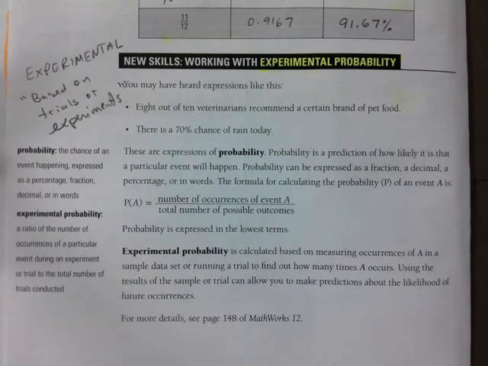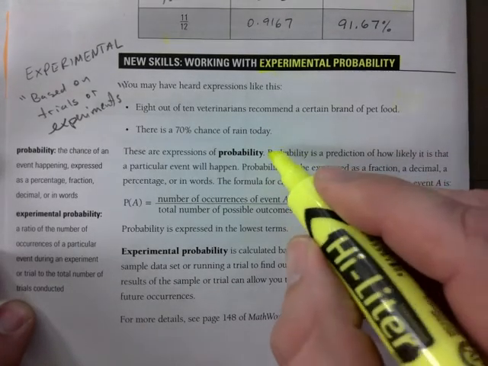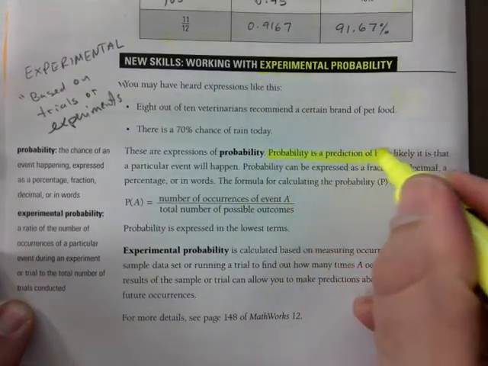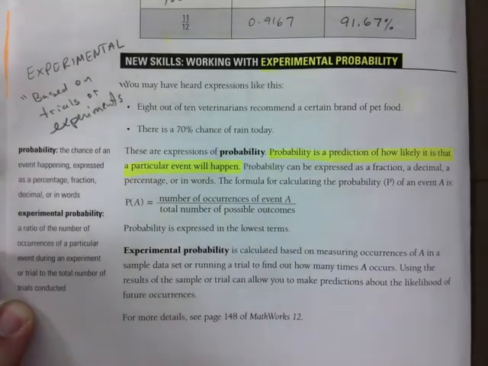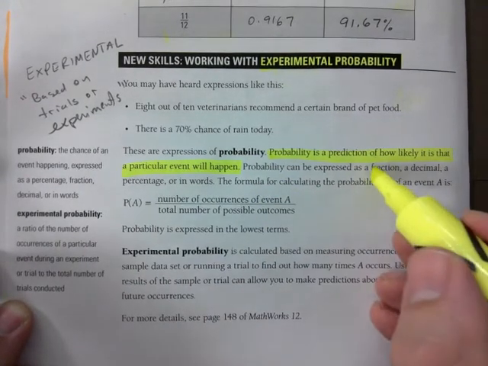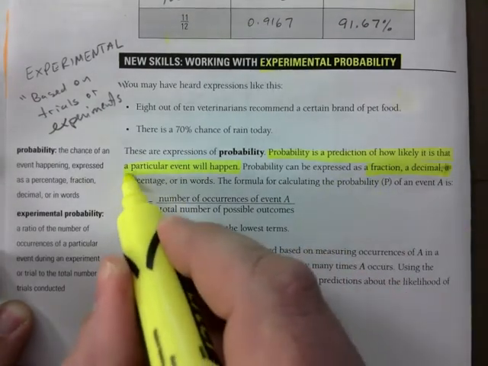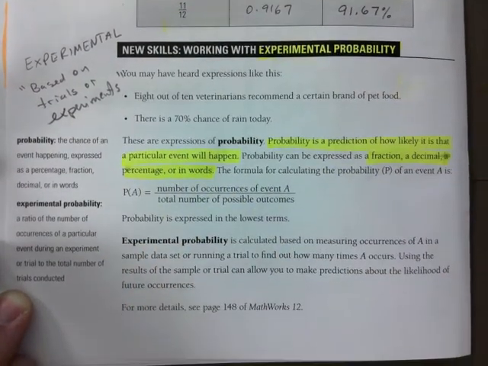So you may have heard an expression, 8 out of 10 vets recommend a certain brand of pet food, 70% chance of rain today, all of that. These expressions are probability. And watch this. Probability is the prediction of how likely it is that a particular event will happen. A probability can be expressed as a fraction, decimal, percentage, and words. Yes, words as well. Okay?